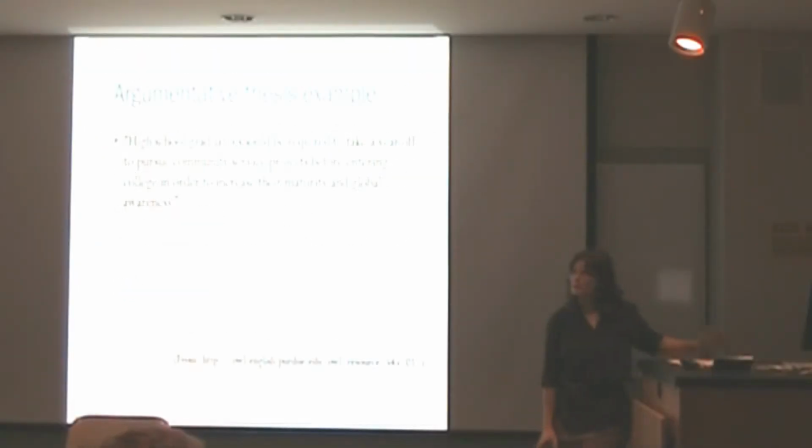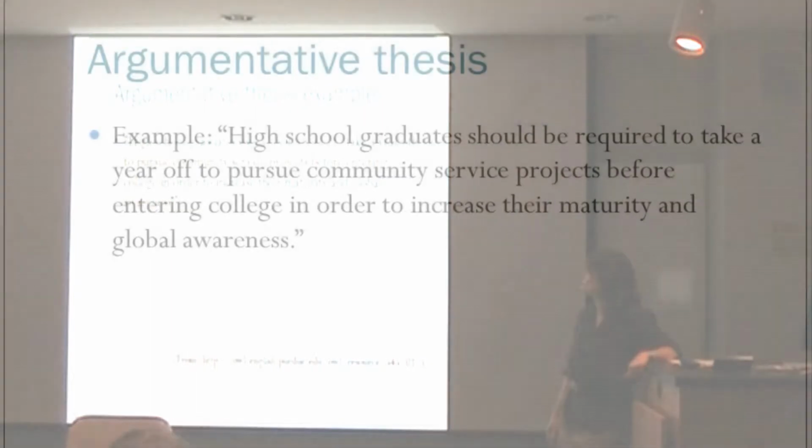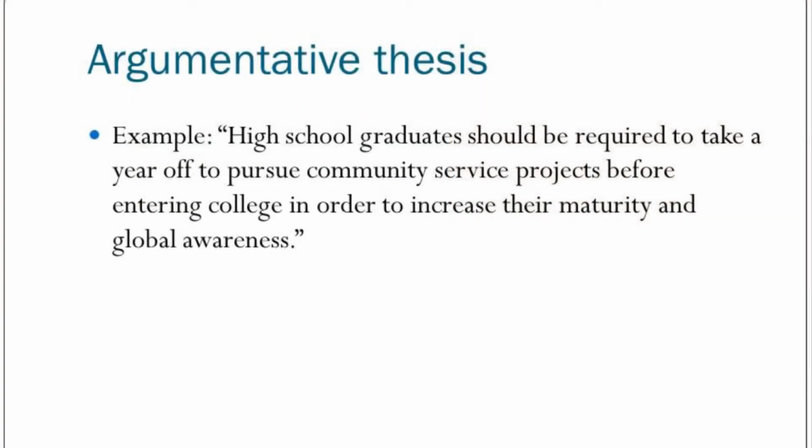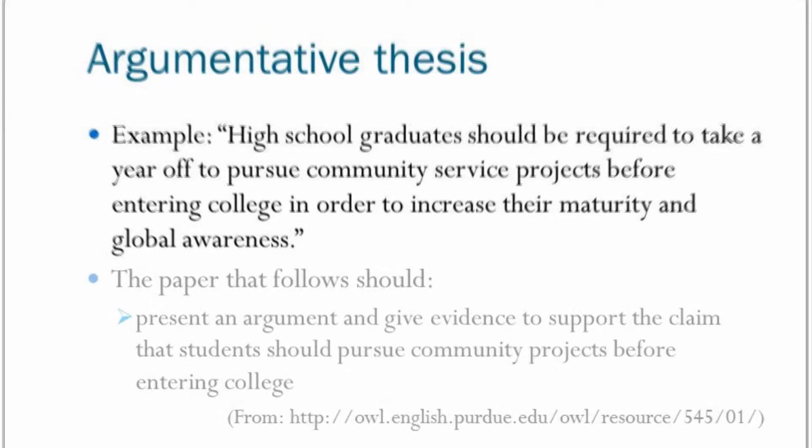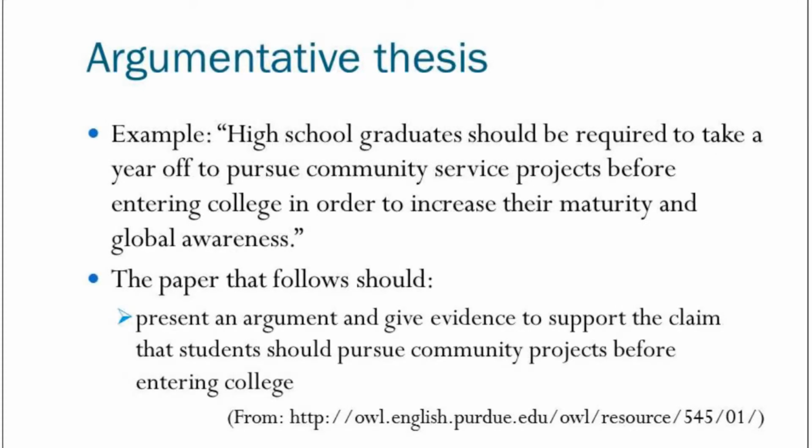Now, if you're arguing something or writing an opinion paper, it's going to look something like this. High school graduates should be required to take a year off to pursue community service projects before entering college in order to increase their maturity and global awareness. Now, you notice one of the things that makes this kind of thesis different from the others is that it has that word should in there. And that's a judgment type word, and that's the kind of thing you should have in an opinion piece where you are making a judgment. And that tells you exactly what the argument is going to be that you're making.